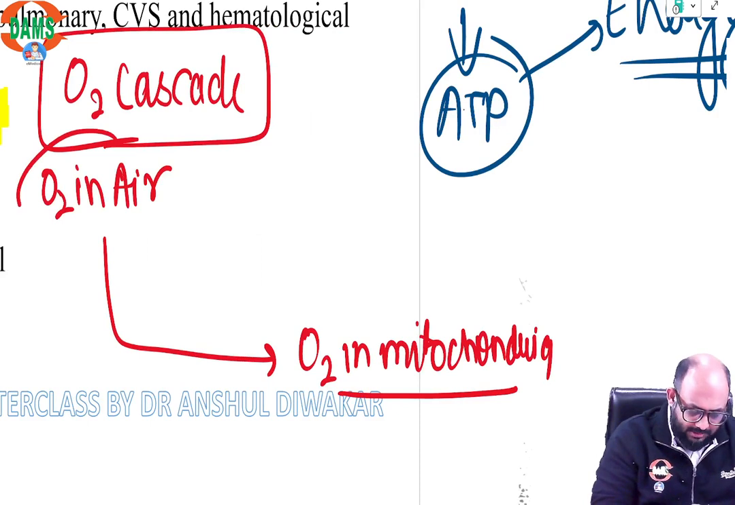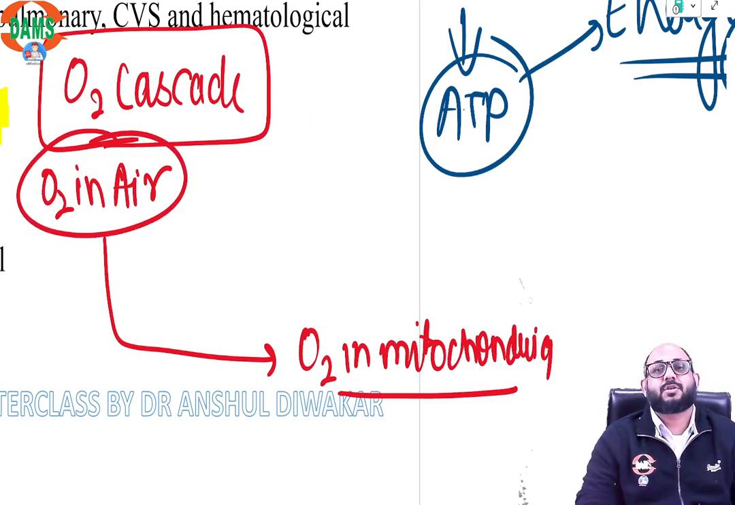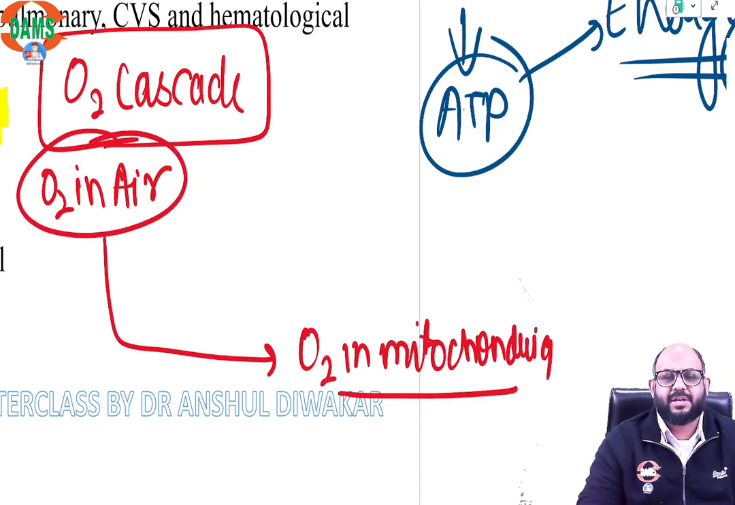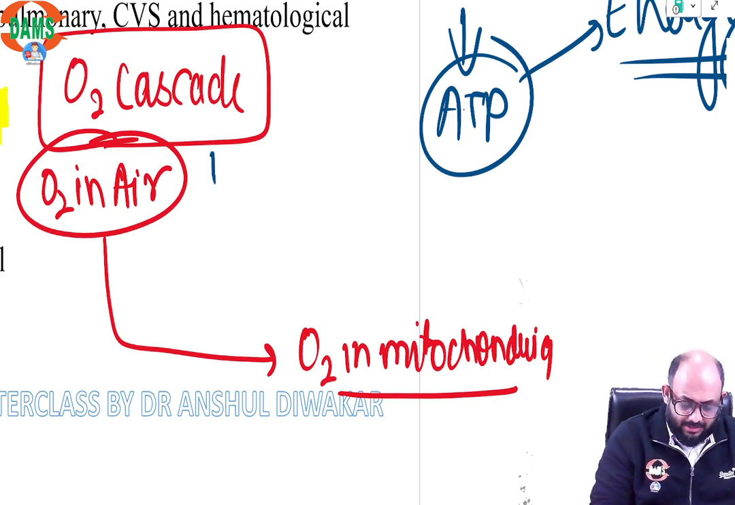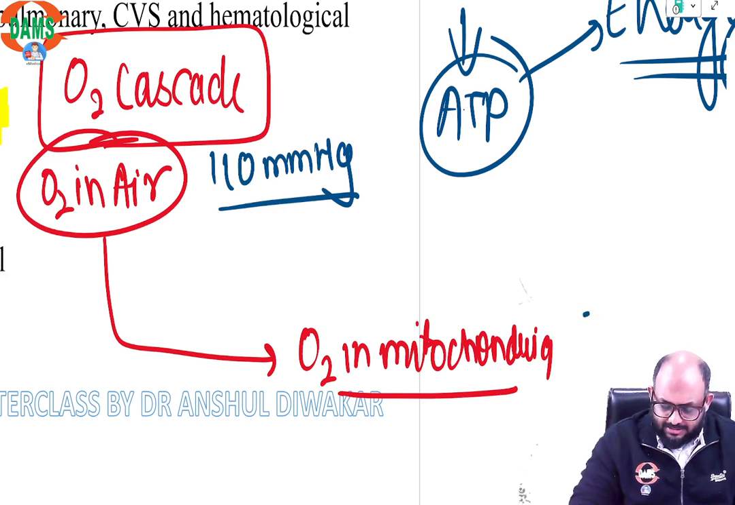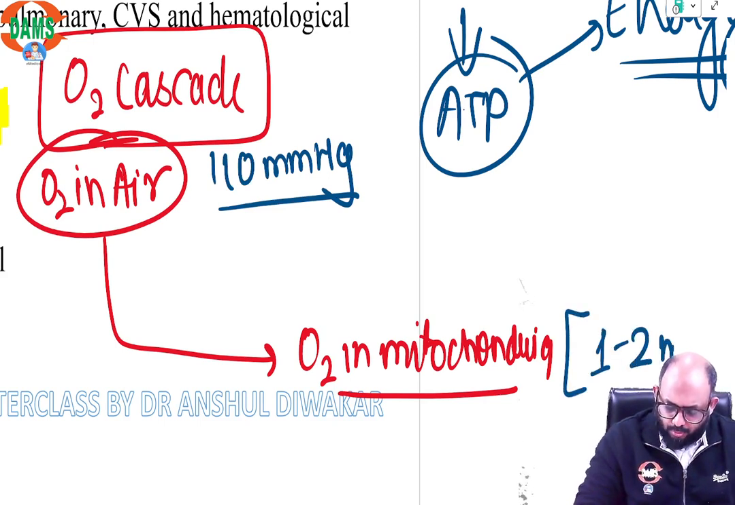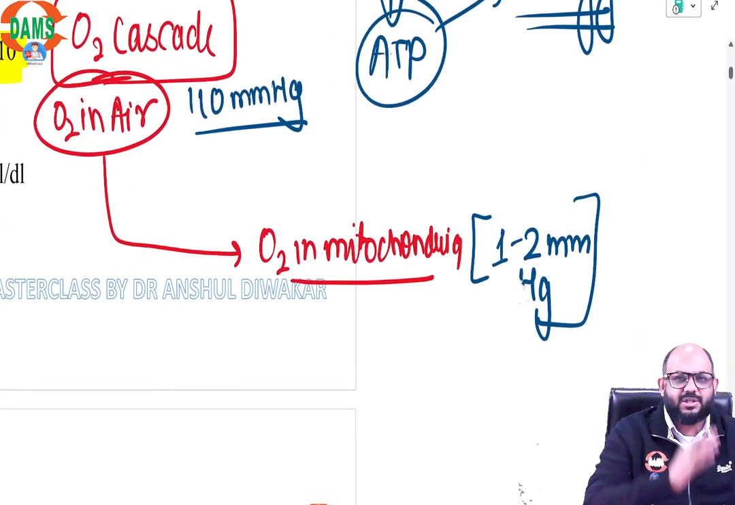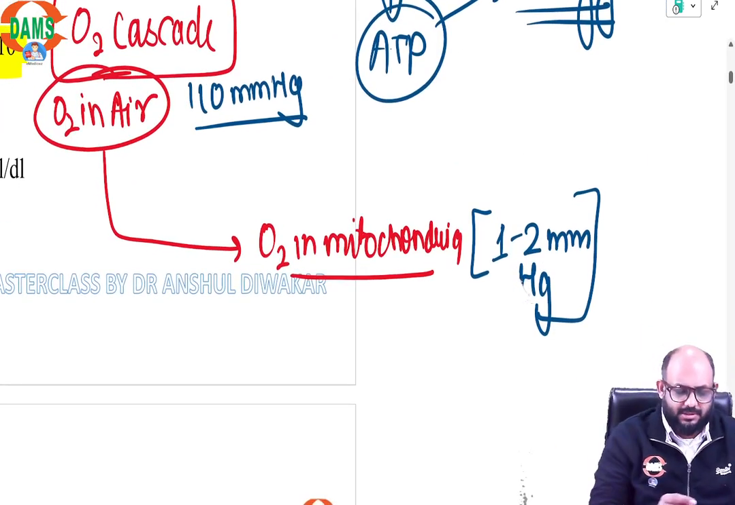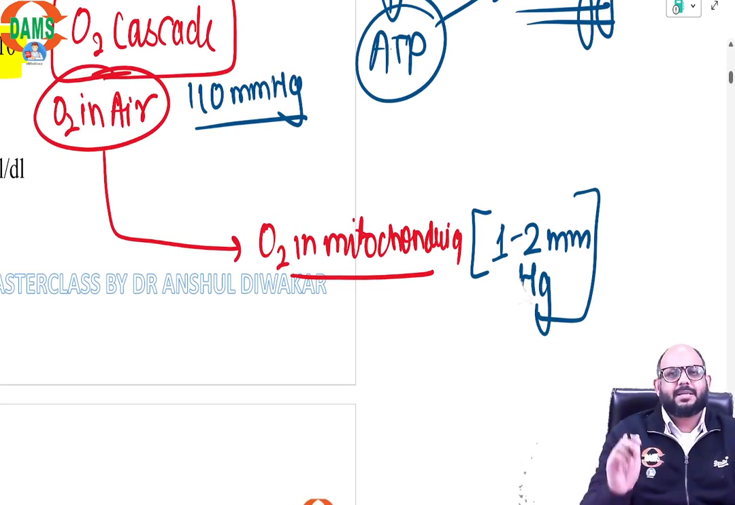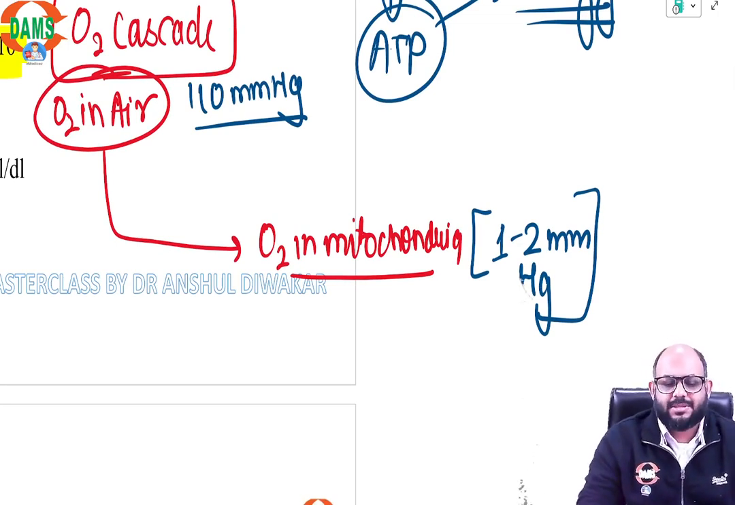And this oxygen in air is 21% of 760 mmHg, that is approximately 110 mmHg. And what reaches the mitochondria is 1 to 2 mmHg. So with every step, there is a sequential decrease in the concentration of oxygen. This decrease in the concentration of oxygen is called the oxygen cascade, right?